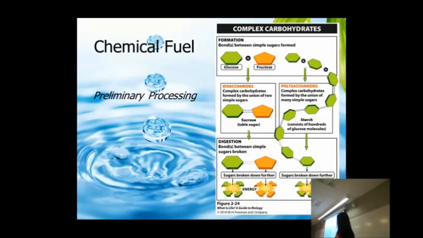Polysaccharides are found in complex carbohydrates. They have these long chains of sugars, like here is starch, can have hundreds of glucose molecules all bonded together. It takes a long time to break all of these bonds, and so it takes a long time to get the energy out of those complex polysaccharides.